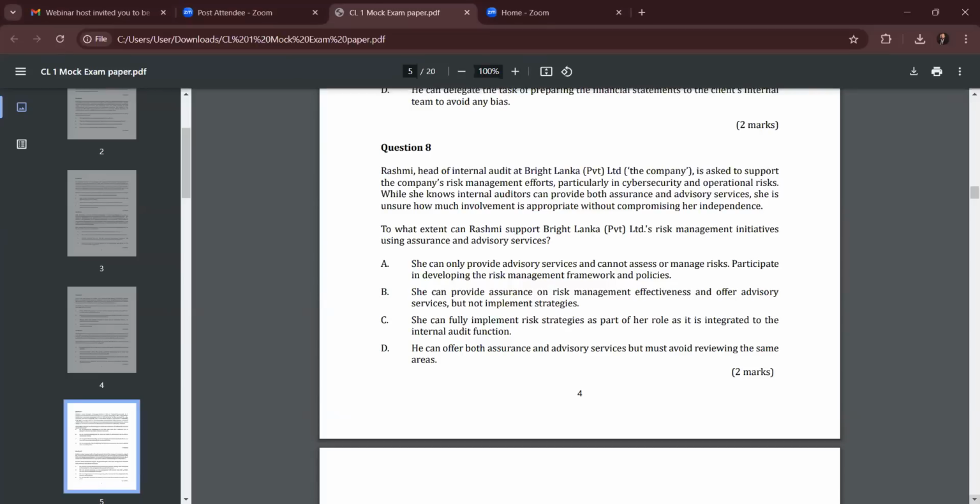Rashmi, head of internal audit at Bright Lanka Private Limited. The company asks her to support its risk management. The head of internal audit is asked to support. Rashmi is the head of internal audit.